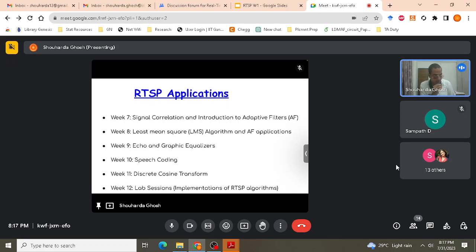Then in week 11 we will be talking about the discrete cosine transform, which is a very important algorithm for image compression. Why image compression? Because you can transform it to the frequency domain and do lots of stuff with this discrete cosine transform, which we will discuss in week 11. And week 12 is mostly about lab sessions and implementation of RTSP algorithms.